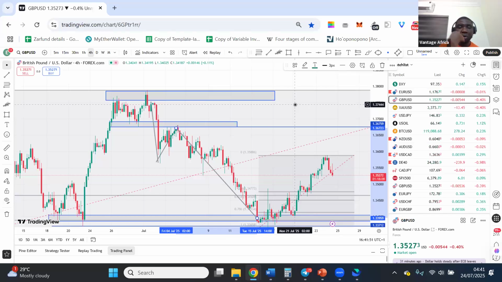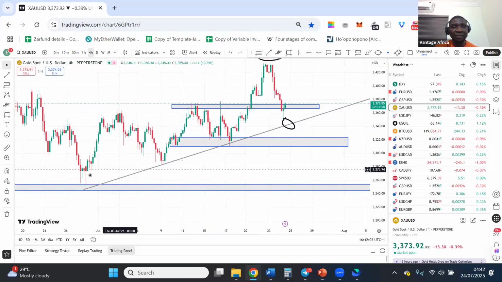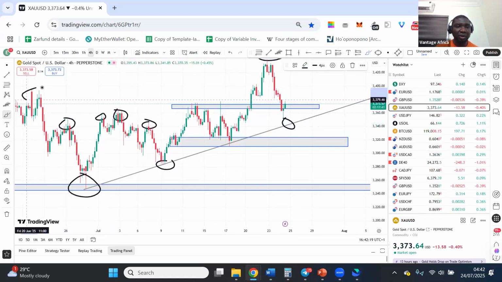For some of us who don't understand support and resistance, how do you begin to understand it? Let me go to the gold chart. The first thing you have to do on this gold chart is to identify these areas of swing: these swing highs and swing lows. This is the first thing you start with.